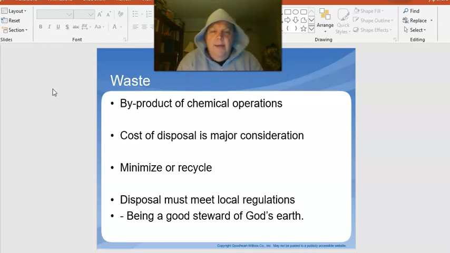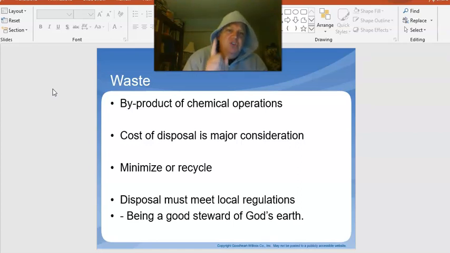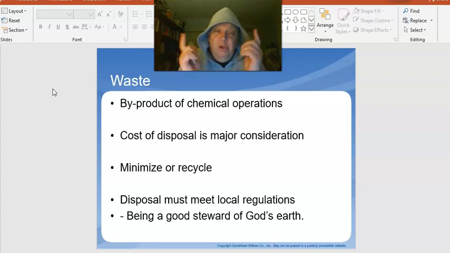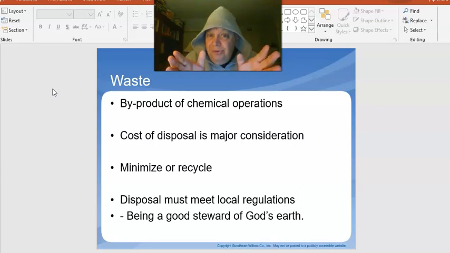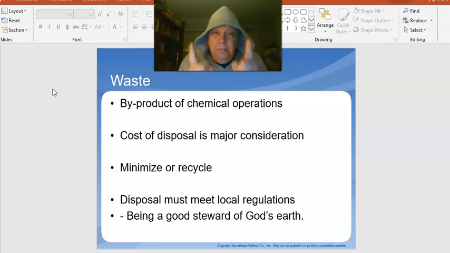Waste. Oh, yeah. Waste is inevitable. It's a byproduct of chemical operations. Now, sometimes what is waste to one plant may be raw material for another. So let's say you're making something and your waste, your byproduct, is ammonia. Now, ammonia smells, but you could bottle the liquid and sell it to other companies. Well, what would they do with it? They can make household cleaner out of it. They can make fertilizer out of it. So there are some different things that can be done with it.